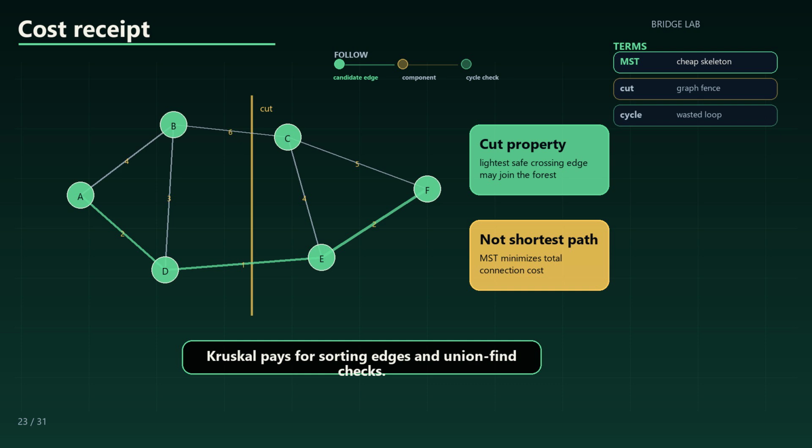Kruskal pays for sorting edges and union-find checks. Prim pays for frontier updates. The right implementation depends on graph density and storage. Kruskal and Prim feel different, but both survive because every accepted edge has a safety argument behind it.